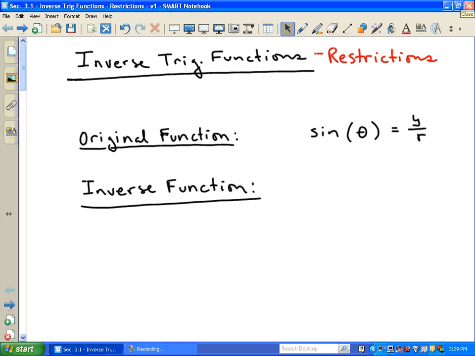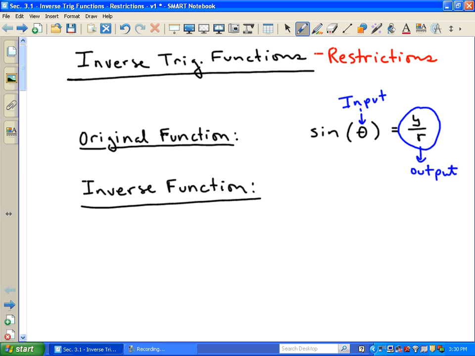I would like to now talk about inverse trig functions and specifically the restrictions on inverse trig functions. Consider for a minute the original function sine of theta equals y over r. In this particular notation, we call theta the input and we call y over r the output.